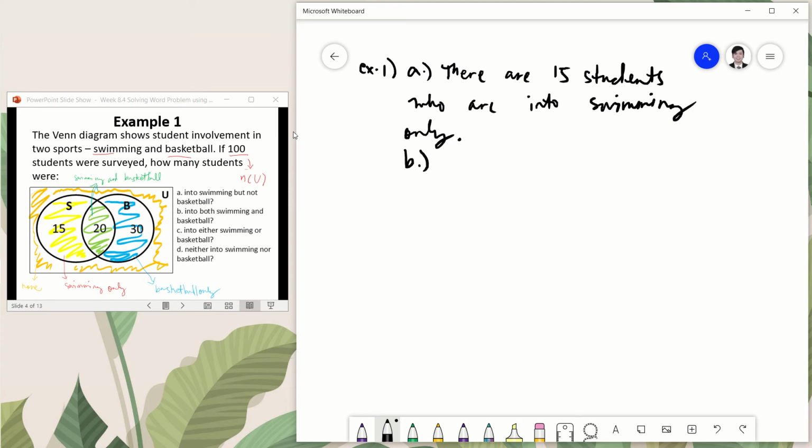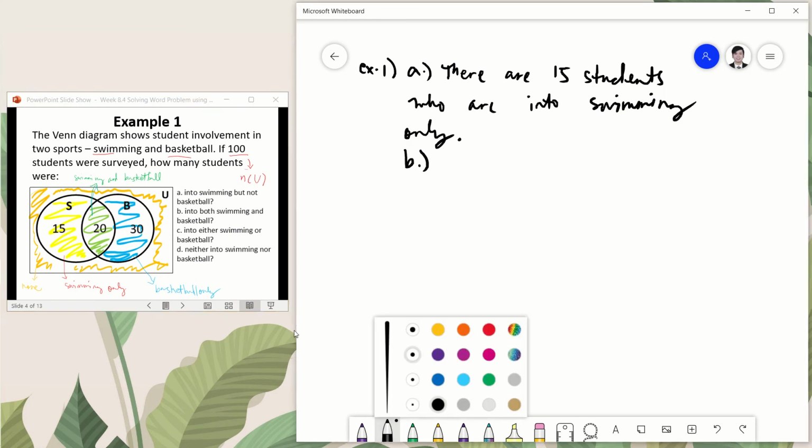Okay, let's answer B. Into both swimming and basketball. Take note, you can easily identify what you're looking for based on the keyword given to you. As we said a while ago, when we deal with operations, intersection is the word and, union is or. It says both swimming and basketball, so that means we are talking about intersection. The intersection is here, the green region.